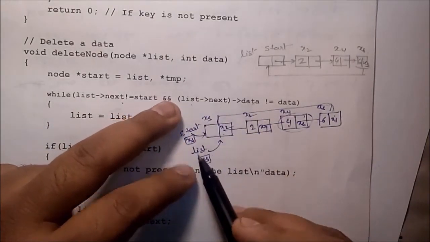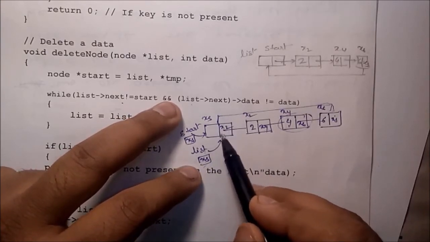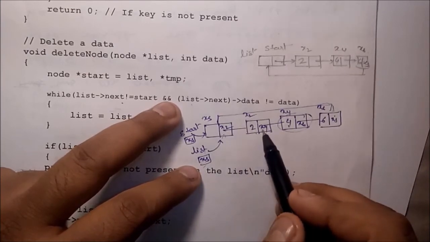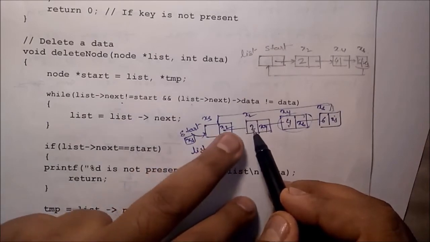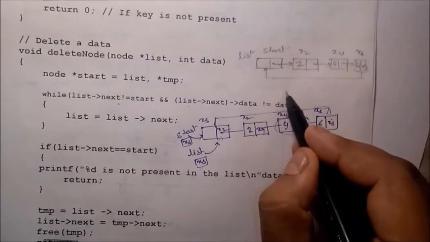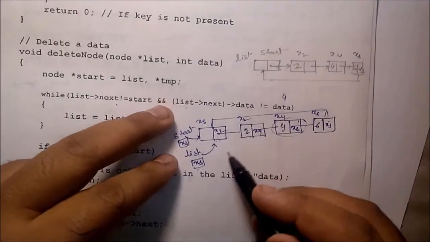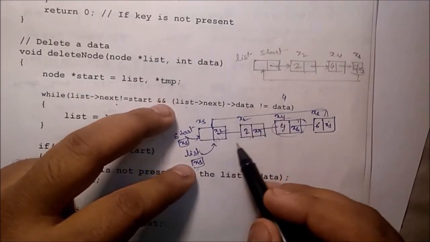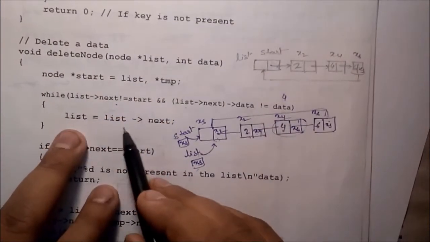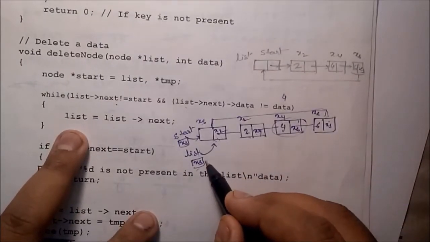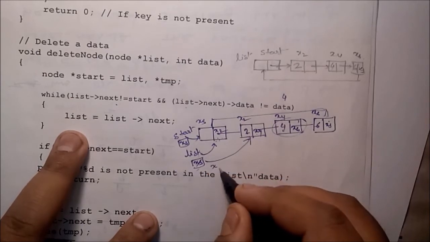List next data, list next means what? This particular address, the content of this, now x2 means what? This particular node. Data is what? 2, and we want to delete the node if that particular node contains 4. So list next data, 2 is not equal to data, the condition is true, list is equal to list next. Now list is this one, that means now the content of list is x2.